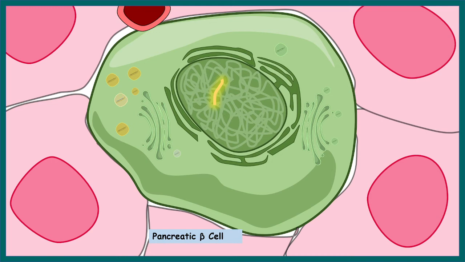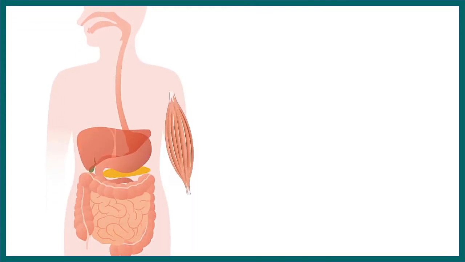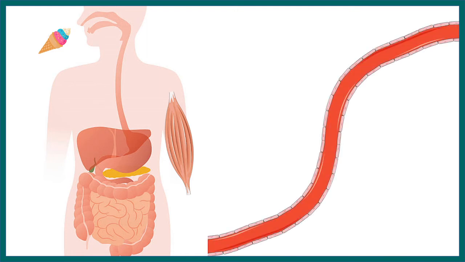Now whenever some stimulus comes in, beta cell secretes the insulin, and this stimulus is glucose level elevation. So wherever there is a glucose level elevation, insulin is released. Now let's say we have consumed an ice cream, and obviously after consumption of ice cream our blood glucose level would be super high.